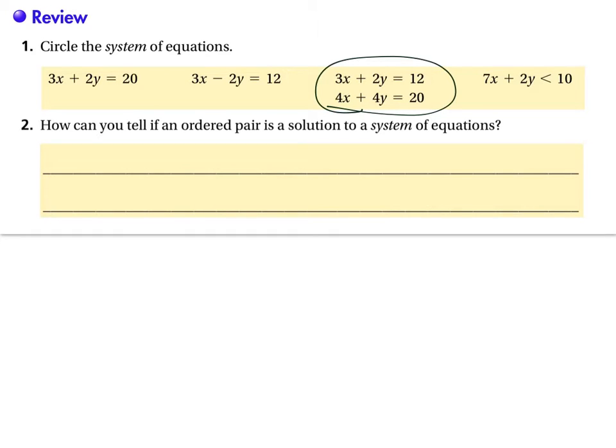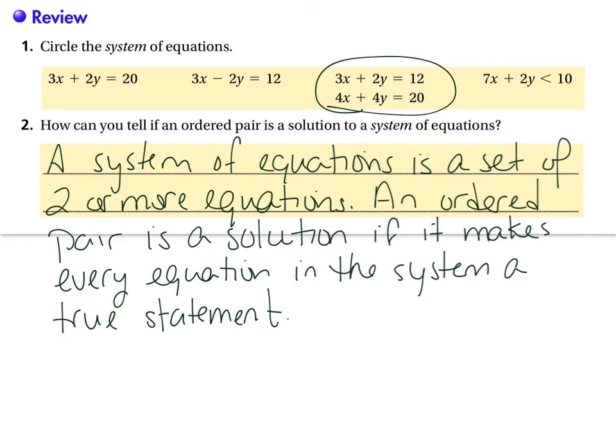So how can you tell if an ordered pair is a solution to a system of equations? Well, if it's a solution, that means every equation in the system will be a true statement when the ordered pair is put in place of x and y.